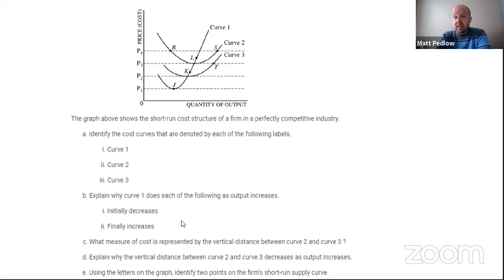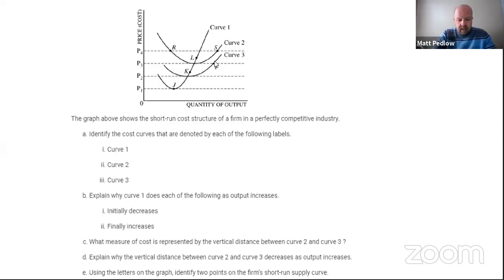What is increasing marginal returns? Well, it's just the opposite of diminishing marginal returns. Each additional worker I hire makes more additional output. They're making more than the person before them. So that's why my costs fall. And then C, what measure of cost is the distance between 2 and 3? Average fixed cost. D, why does that decrease? Because your average fixed cost gets spread over a larger quantity. We just got done talking about that. Average fixed costs will keep falling, so the curves are going to keep getting closer and closer.